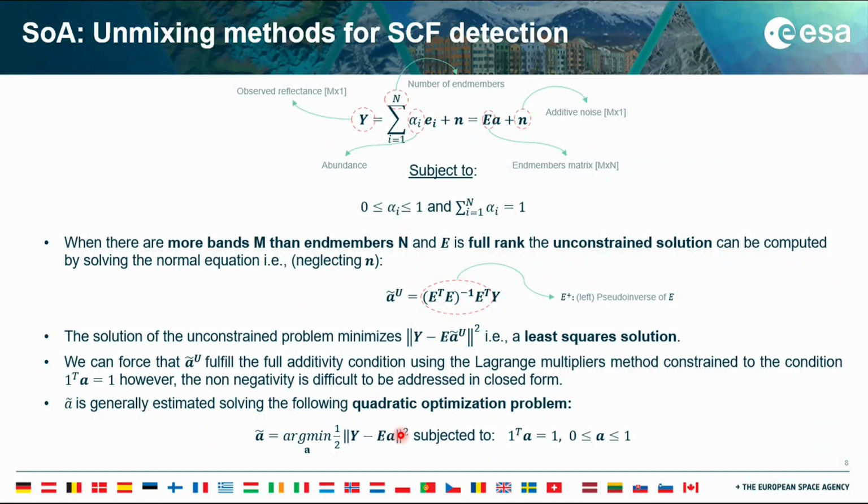Before you ask many questions, I just want to tell you why I'm telling you this. Normally when you have a linear mixing problem, everybody is thinking about the minimization of this expression here. But actually, this comes from a real problem that has to do with this constraint here, and with a number of bands that is bigger than the number of endmembers, and E has to be full rank.